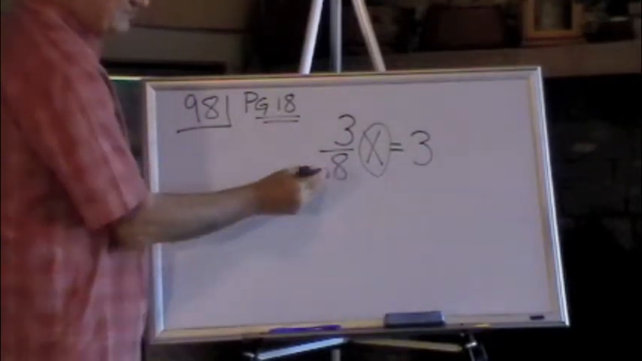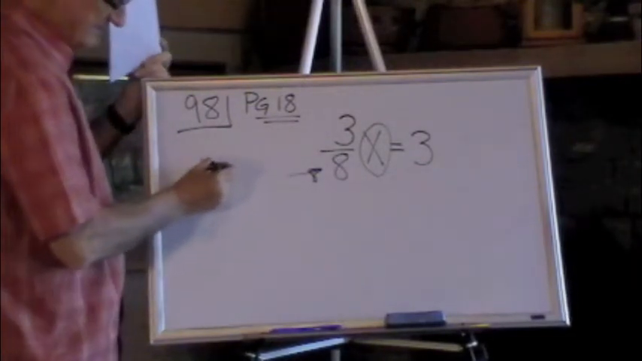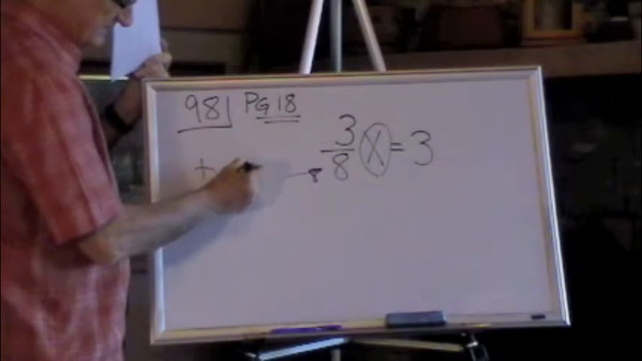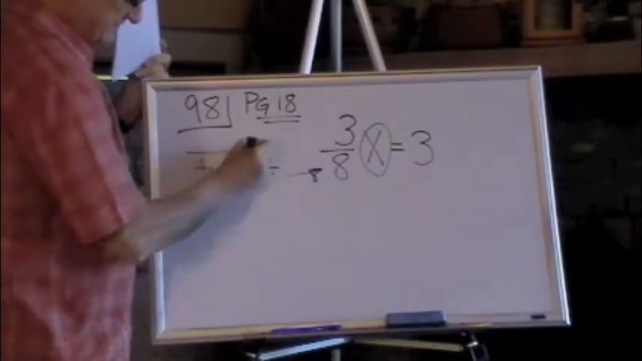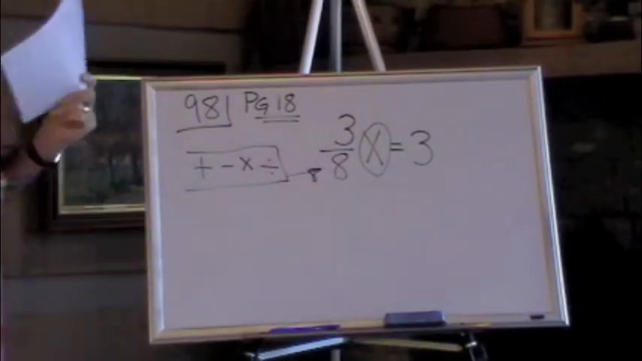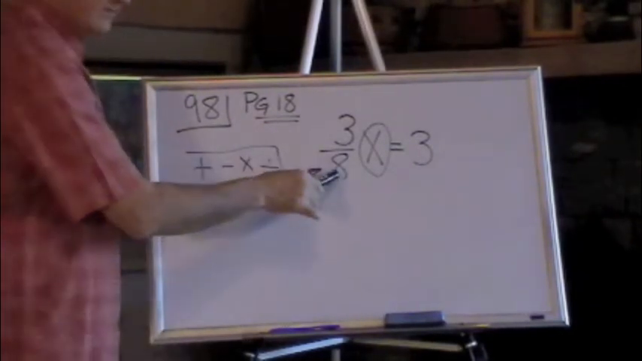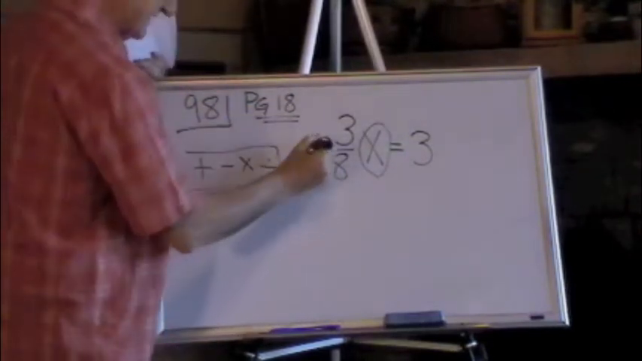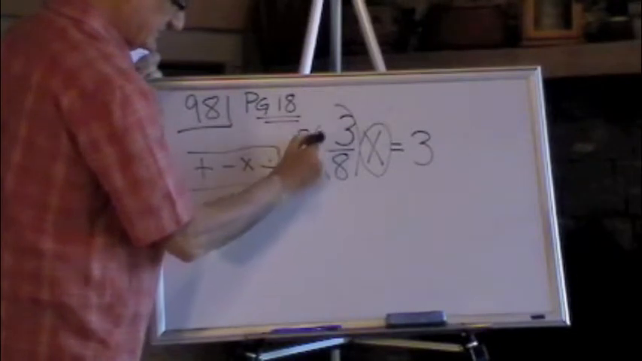Since that 8 is doing what operation? There's 4 operations math-wise, right? Add, subtract, multiply, and divide. Those are the 4 operations we deal with. Since this is dividing, we get rid of that 8 by doing what? There you go. That's right. The opposite is we multiply.